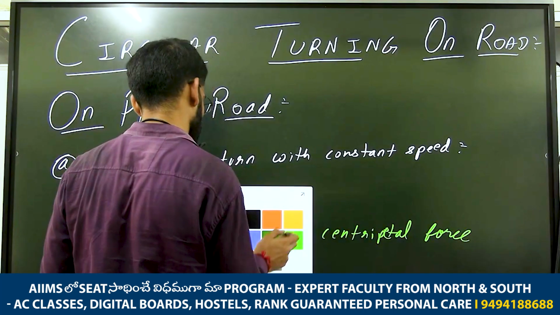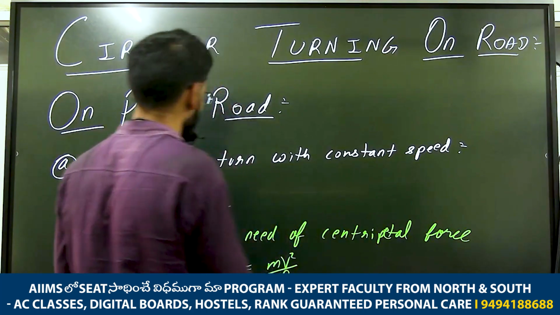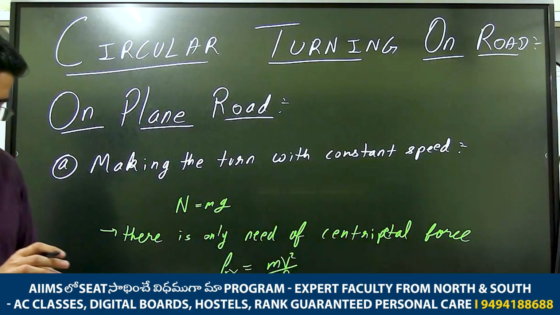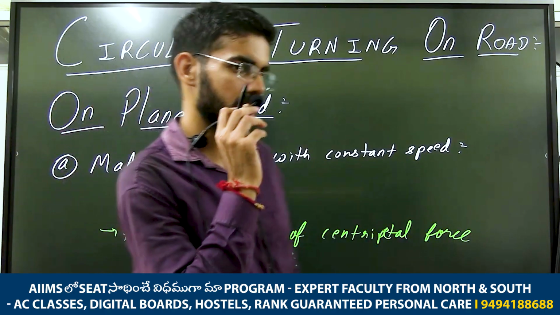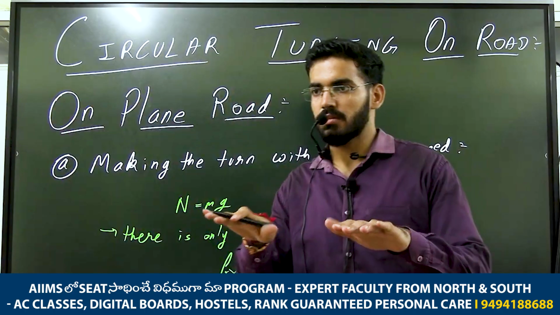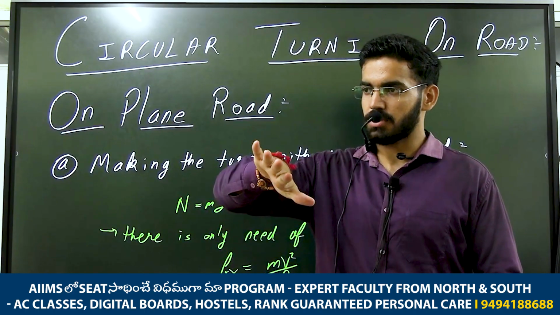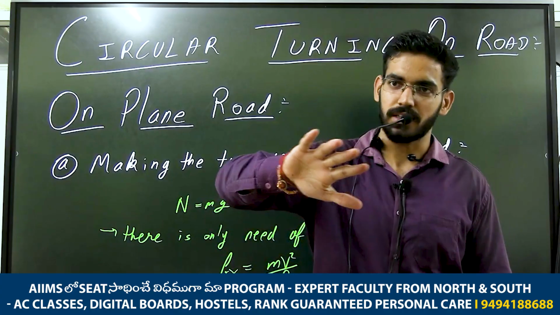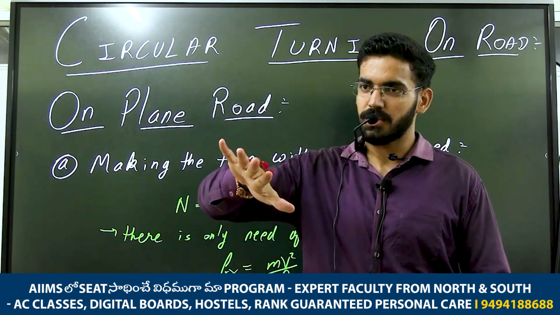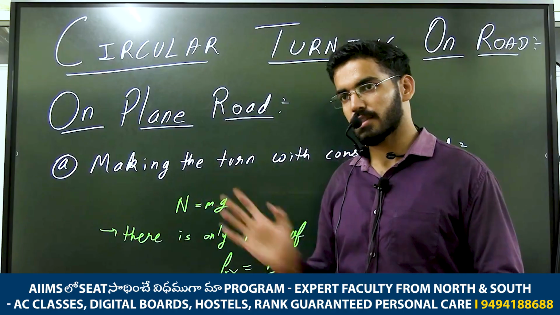So here we are studying what? Circular turning on road. Okay. In circular turning of the road, we will study two parts: on the plain road and on the inclined road. You have seen on the highways we have it like this also, a little bit tilted. While turning, the road will be a little bit like this. Why it is, we will study here.